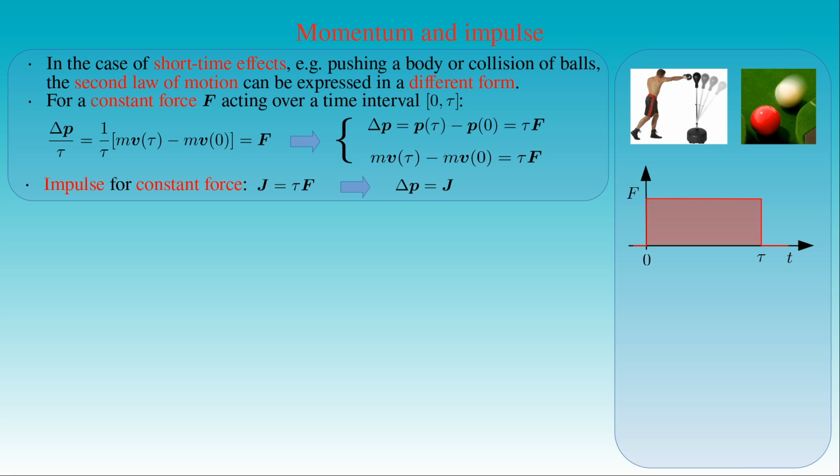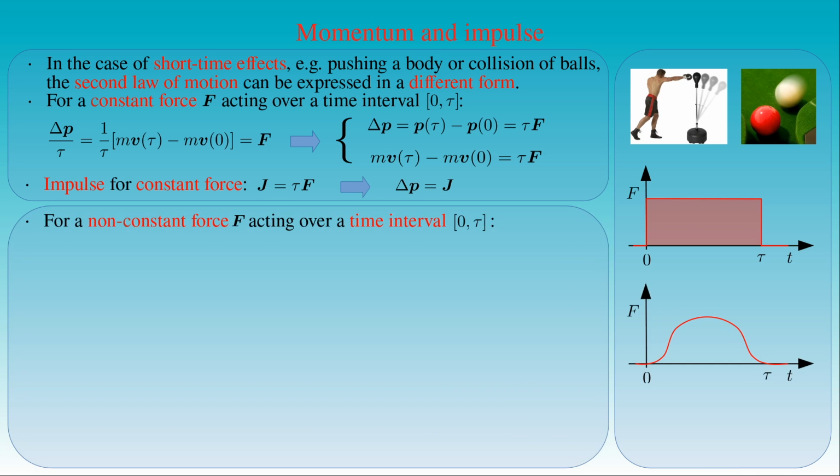If the force F is not constant but some arbitrary function over the time interval between 0 and tau, then the time interval can be divided into n small subintervals such that the force F can be approximated with a constant value Fi over each interval delta Ti. For each interval delta Ti, the second law of motion can be written as the equation stating that the momentum p at the time Ti plus 1, minus the momentum p at the time Ti, is equal to the average value Fi of the force over the interval times the time delta Ti.